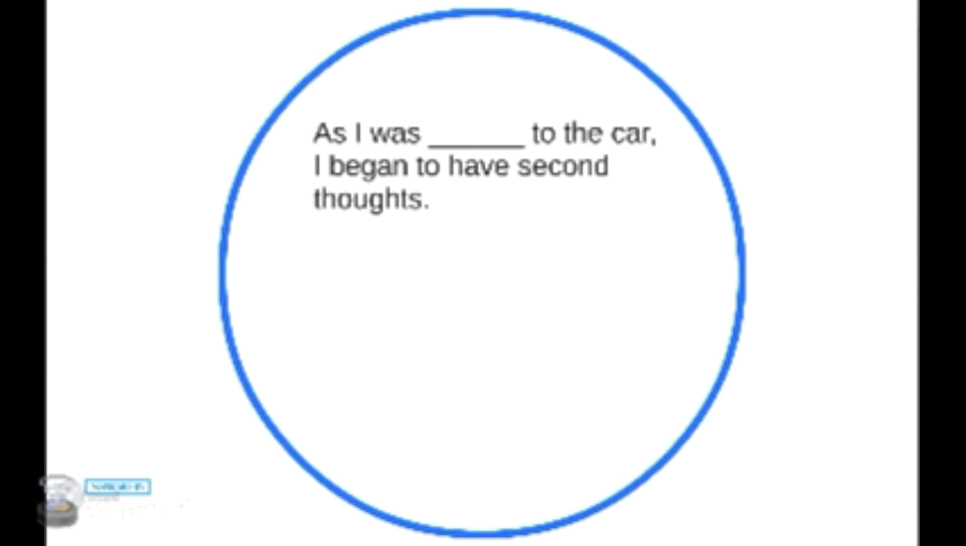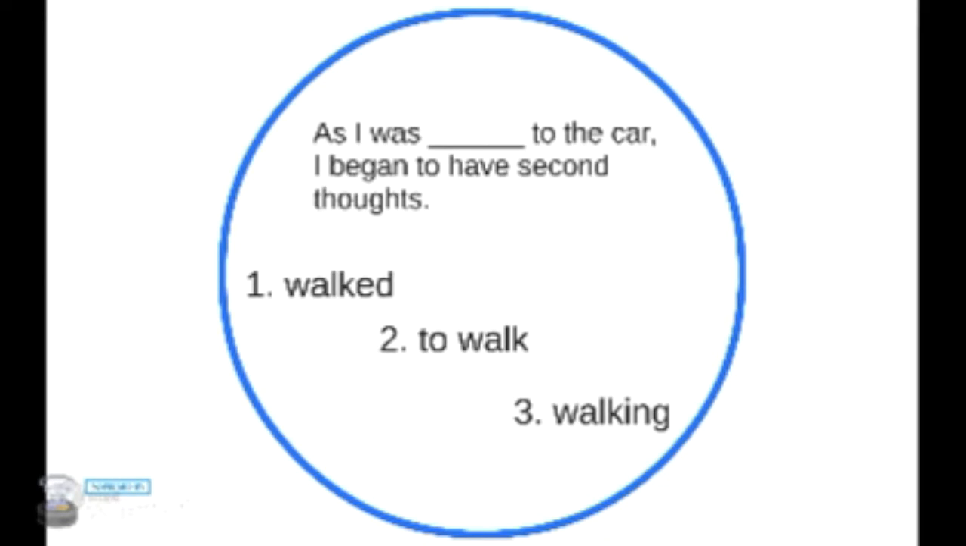And finally, as I was to the car, I began to have second thoughts. As I was walked to the car, to walk to the car, walking to the car. A bit of a grammar question. If you have second thoughts, it means you think about something again. Maybe you doubt your decision. You have to think again to have second thoughts.